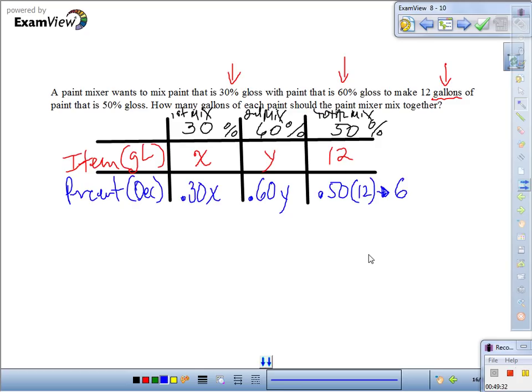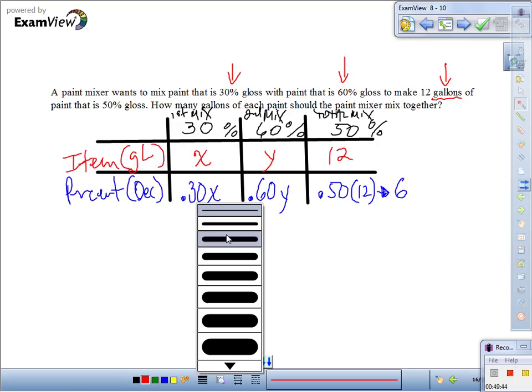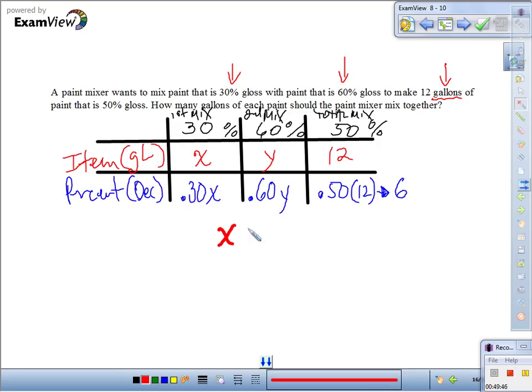All right. So, how are we doing up to right there? Okay. All right. Let's write our system. Our system is X plus Y equals 12. Then we have 0.30X plus 0.60Y equals 6. From there, you should know what to do.